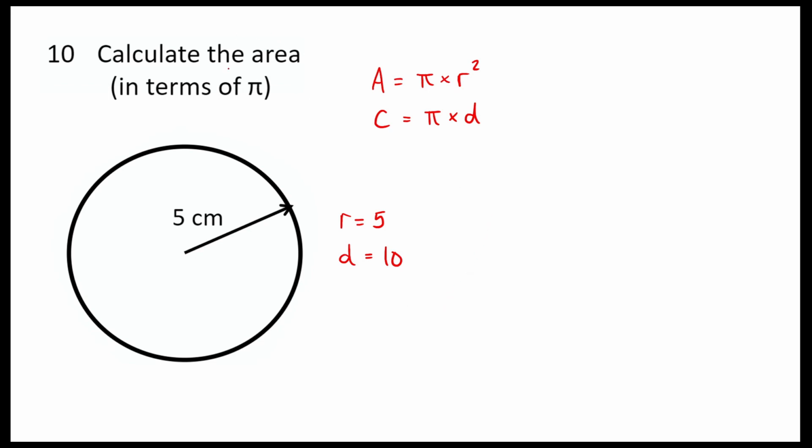Now my question asked me to calculate the area of this circle and it wants my answer in terms of pi. So therefore I can say that the area is pi times the radius, which is 5, squared. This therefore gives me pi times 5 squared, which is 25, and this therefore means my answer is 25 pi. Now if you want to be really good, remember your units, which are centimetres squared.